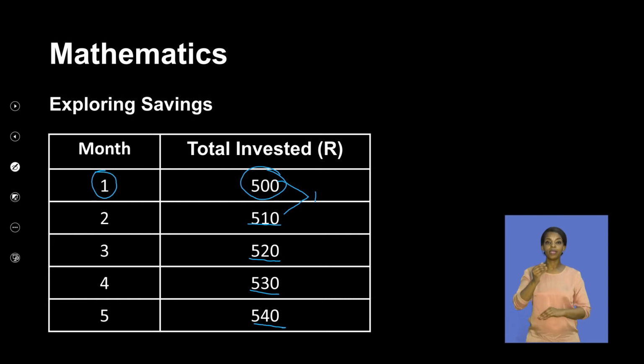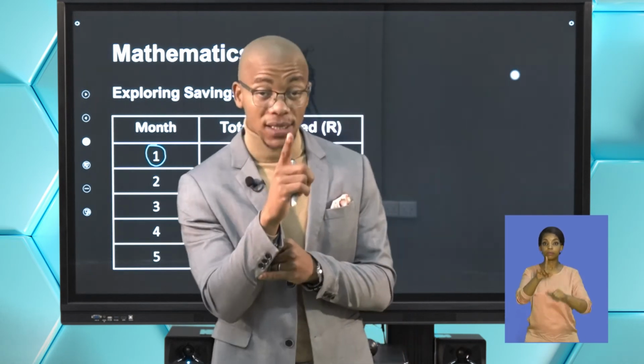You can see that this changed with 10 rands. That also changed with 10 rands, that also changed with 10 rands, and that also changed with 10 rands. So it is a constant change. Immediately you can see it's a constant change, it's a simple growth. Immediately it is not a constant change, we'll then look at whether it's a compound growth, or just a random growth, or no growth for that matter.